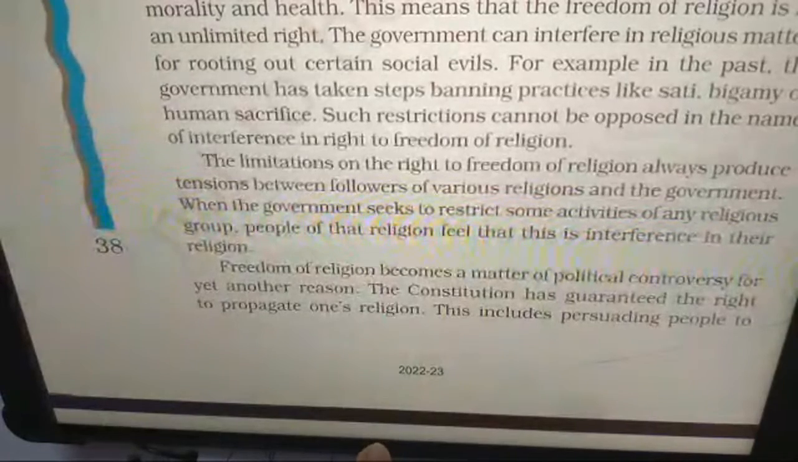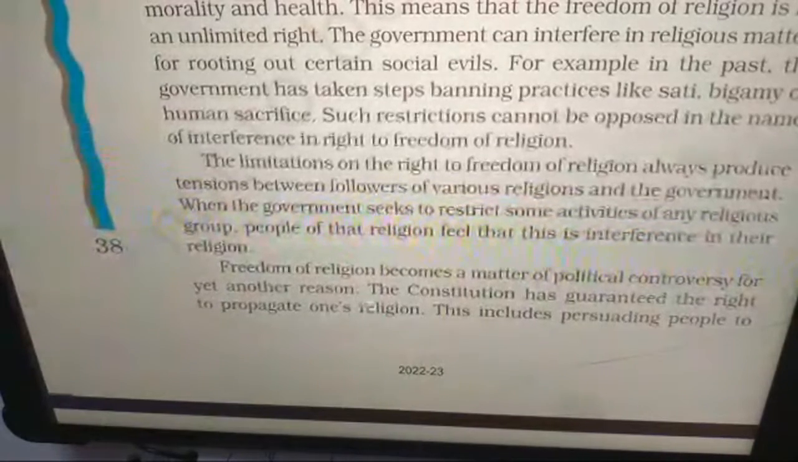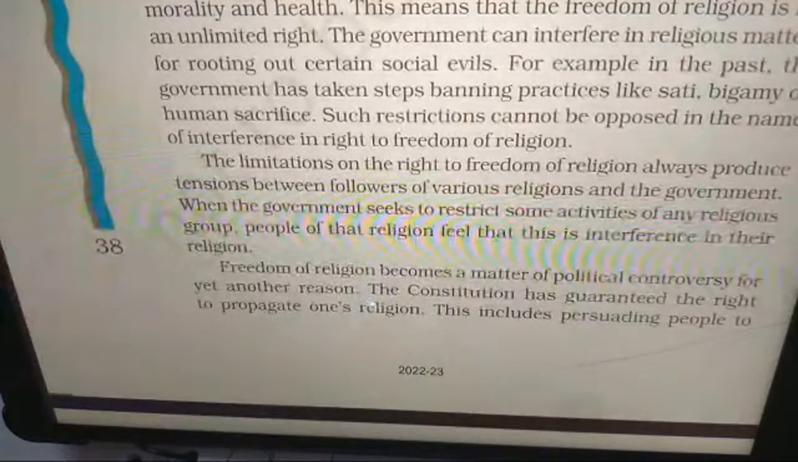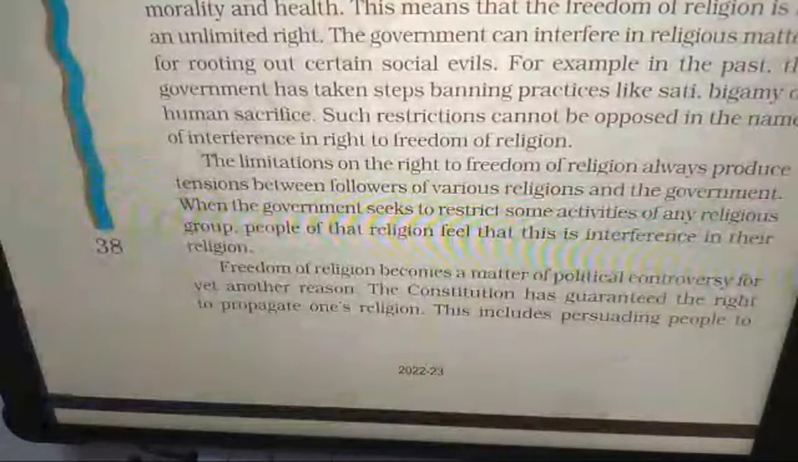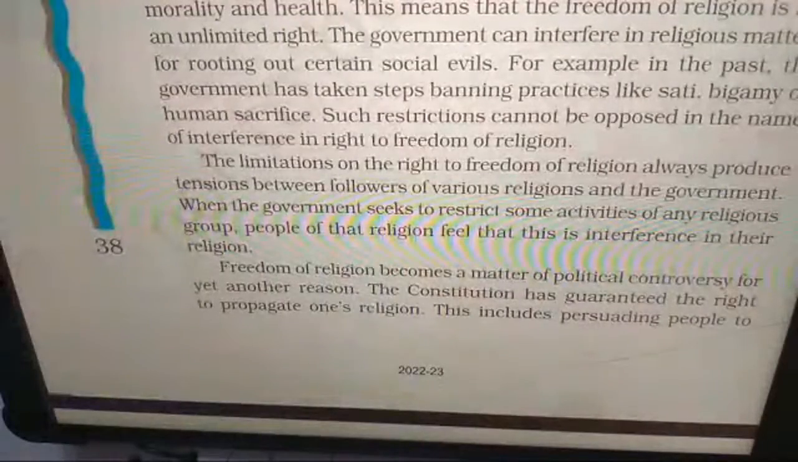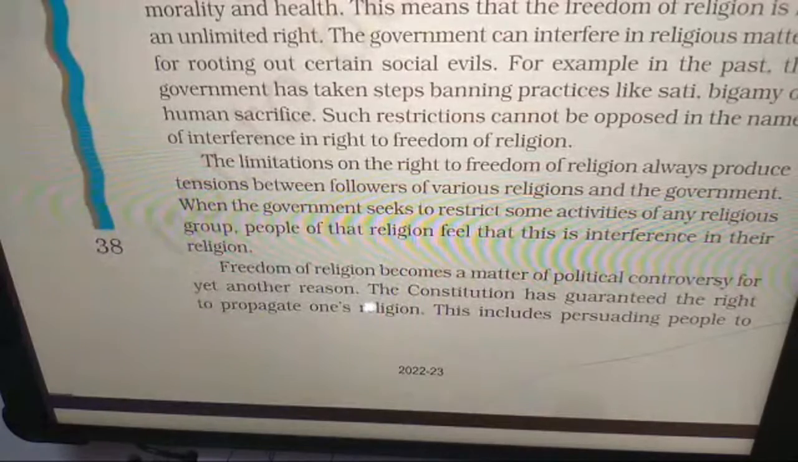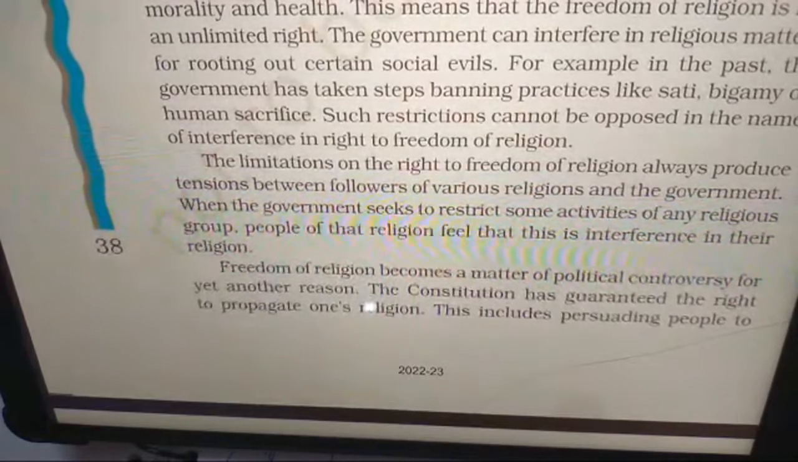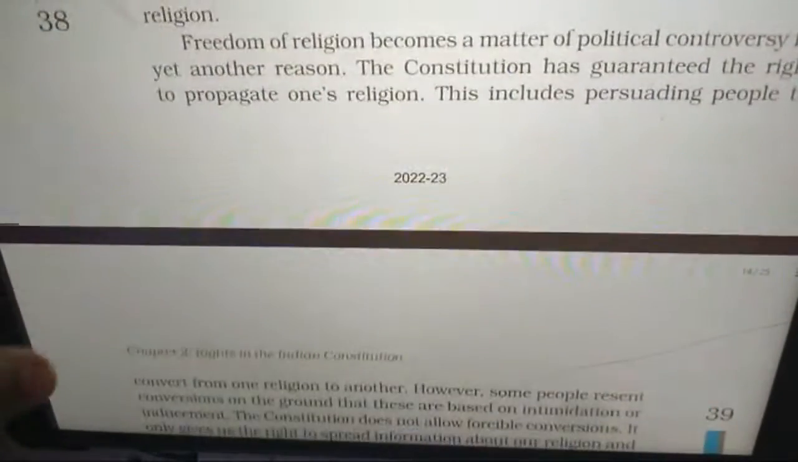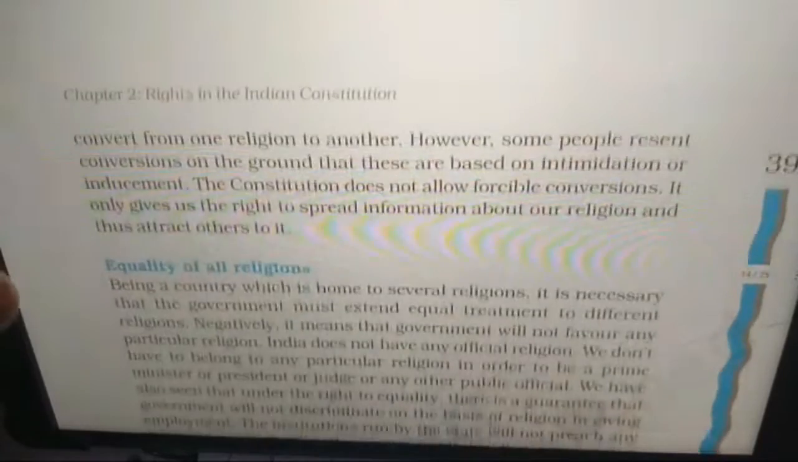The limitations on the right to freedom of religion always produce tensions between followers of various religions and the government. When the government seeks to restrict some activities of any religious group, people of that religion feel that this is interference in their religion. Freedom of religion becomes a matter of political controversy for yet another reason. The Constitution has guaranteed the right to propagate one's religion. This includes persuading people to convert from one religion to another.